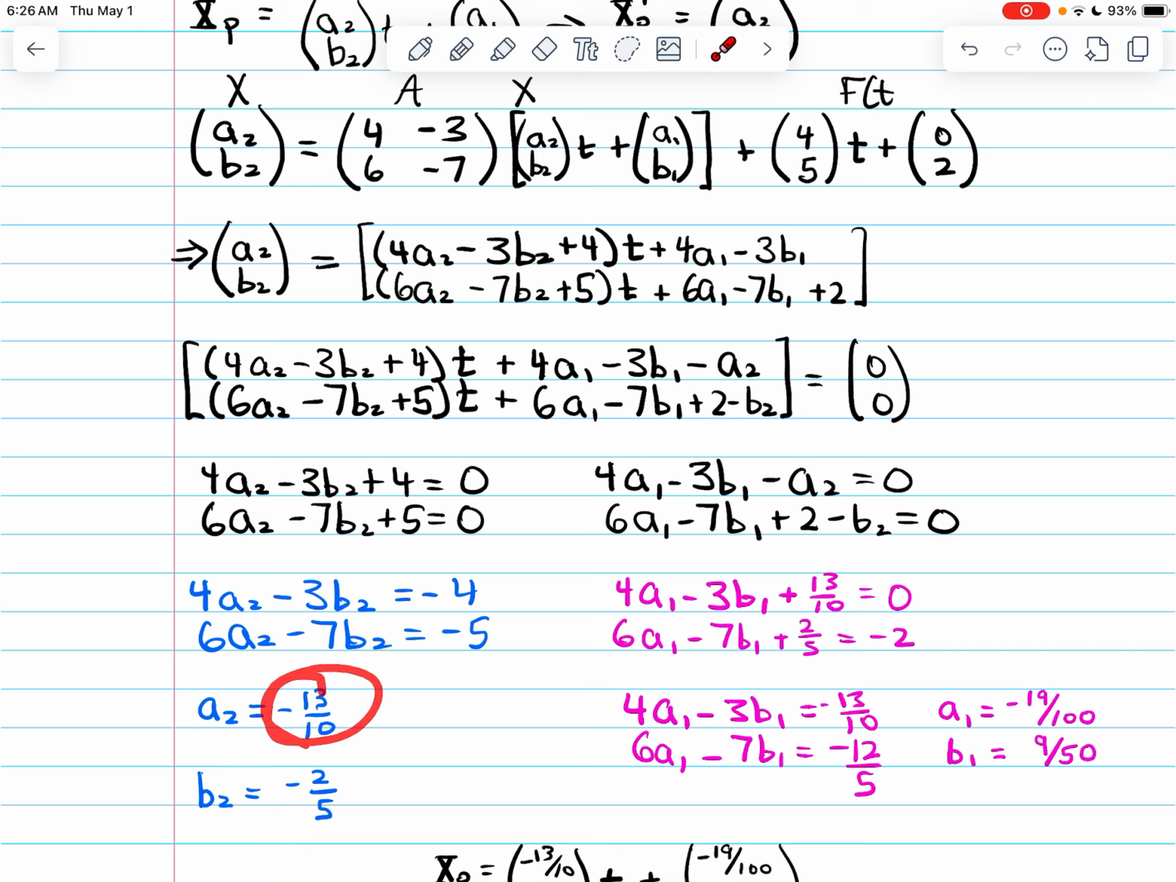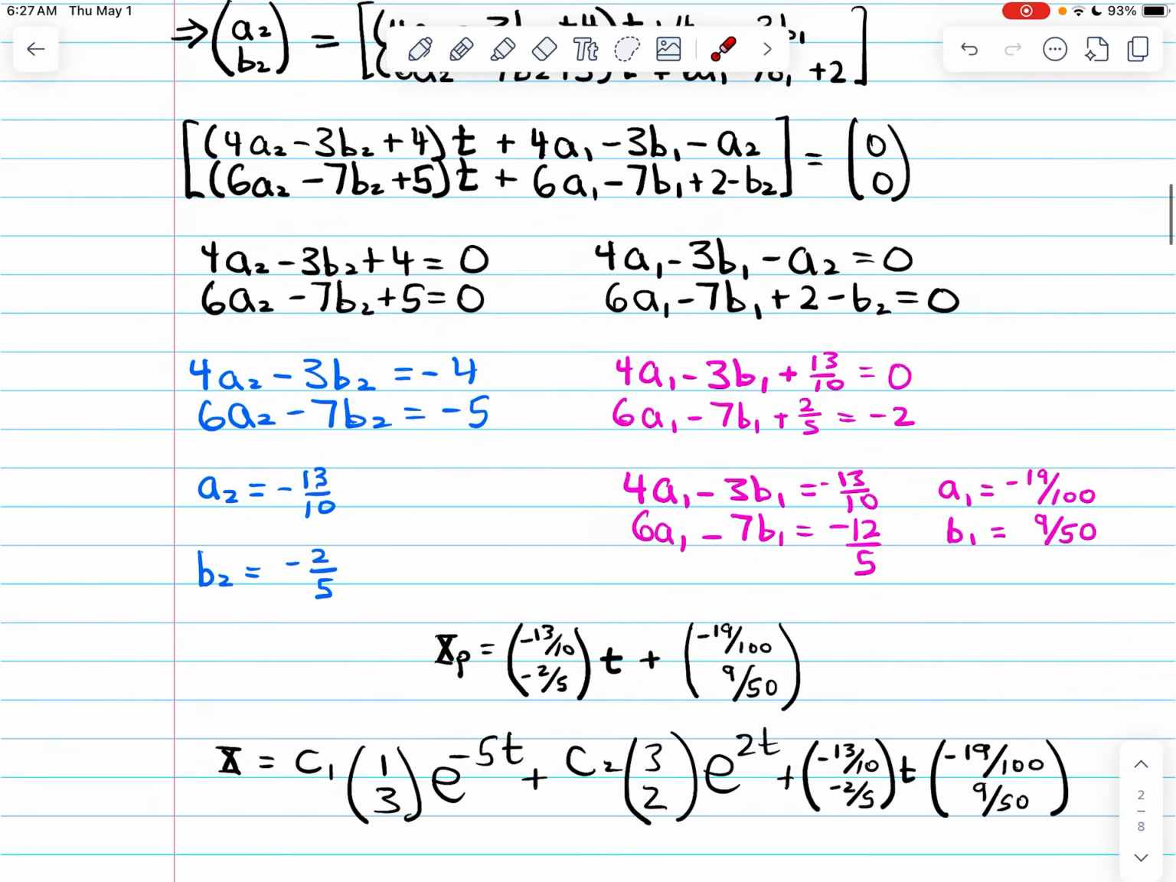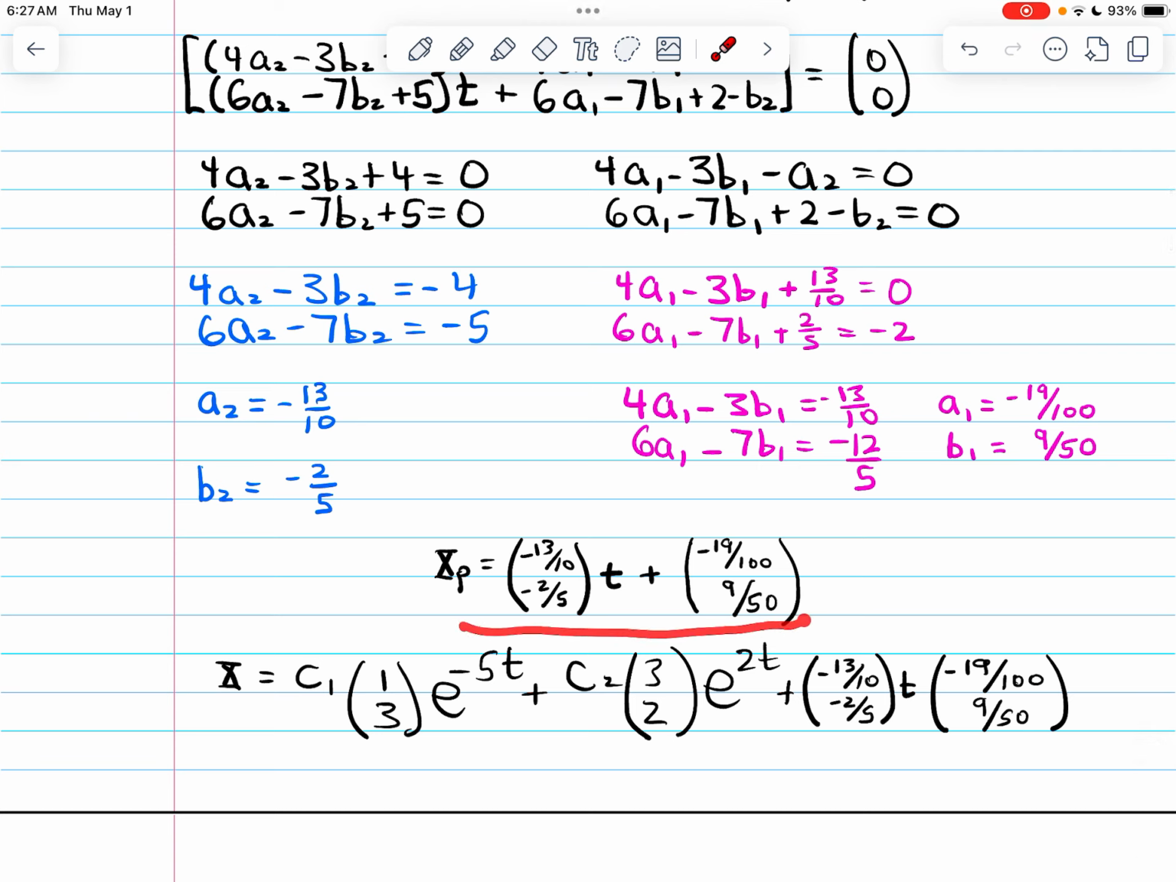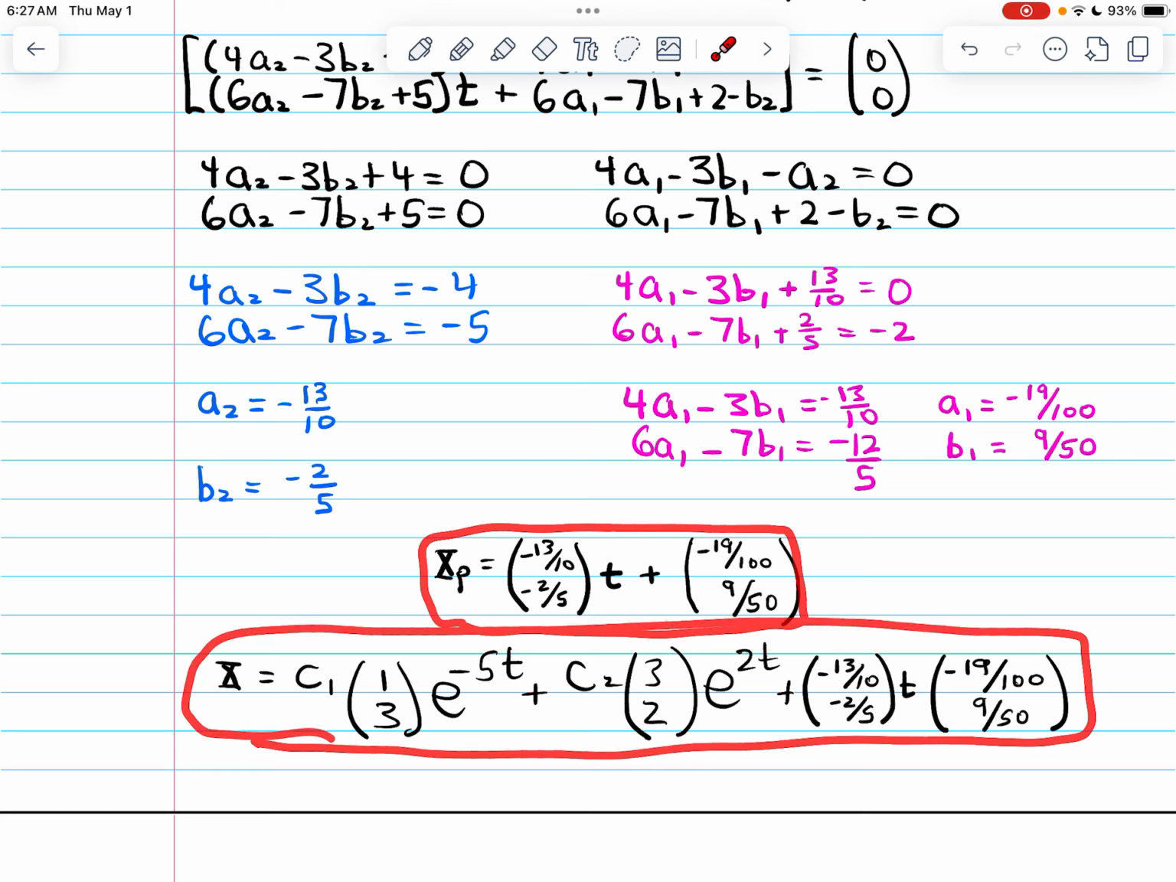I just took this and put it right here in place of A2. Now, likewise, in place of B2, I'm going to put negative 2/5, and I get this thing. And notice I went ahead and brought the 2 over. Now, when I solve that, I get A1 is negative 19/100ths, and B1 is equal to 9/50ths. So my particular solution is this. My general solution is this.